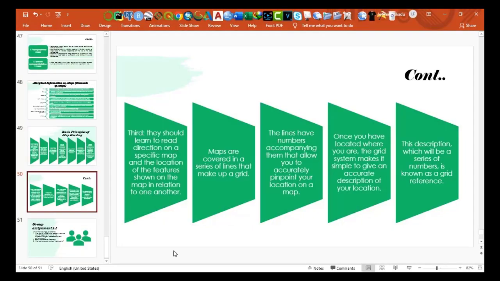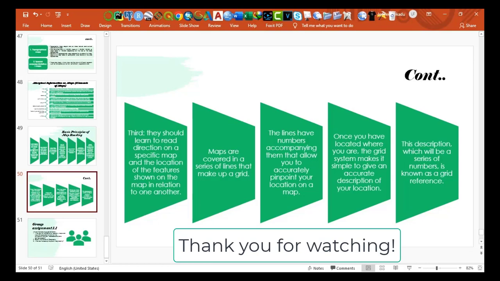So generally a map is covered in a series of lines that make up a grid. Once you have located where you are or where a certain thing is on the map, the grid system makes it simple to give an accurate description of that location. So this is a series of numbers known as a grid reference.